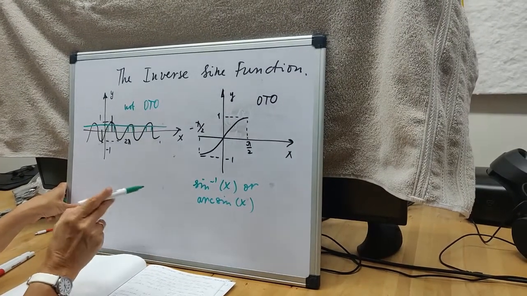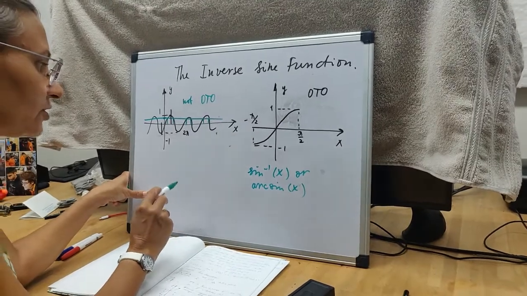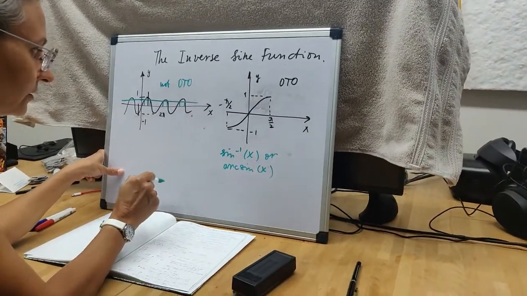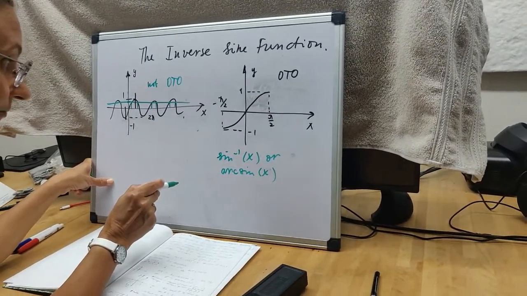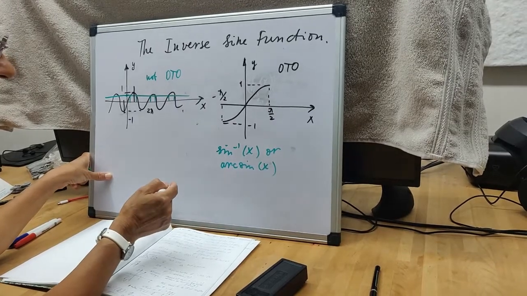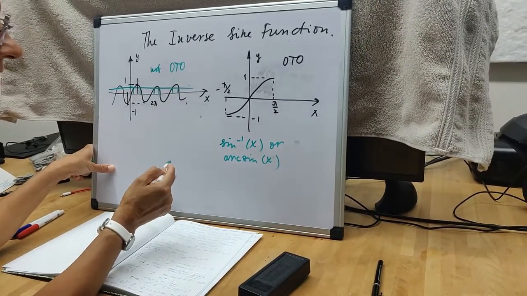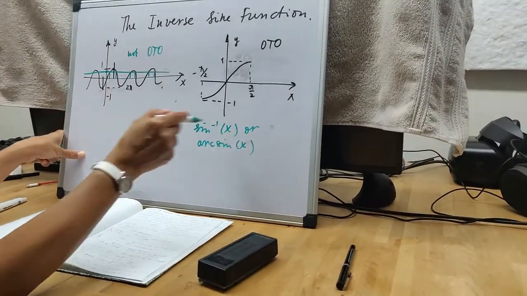Why do we have such a strange name, arc sine? Well, remember, the direct function sine takes an angle theta and returns a number, which is actually arc length, right? So, what is the inverse going to do? The inverse function is going to take a number and return an angle. So, it's kind of returning the arc. And that's why we call it arc sine.